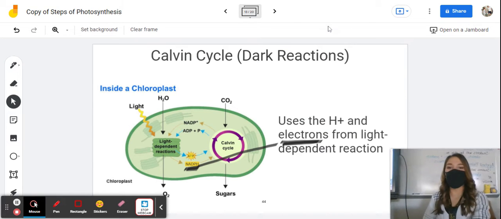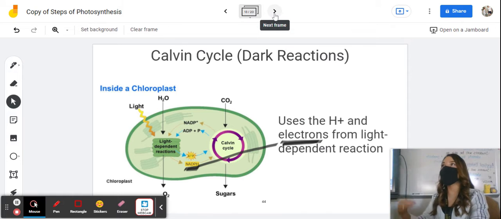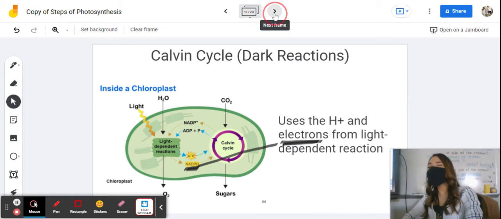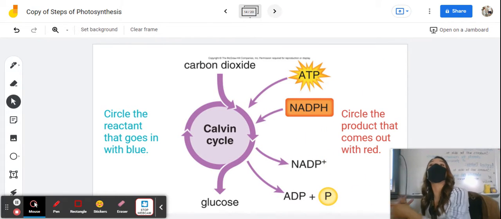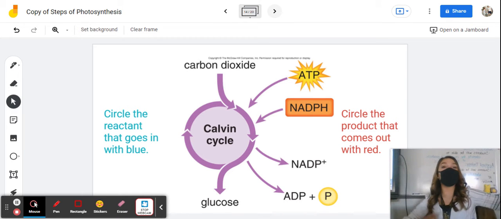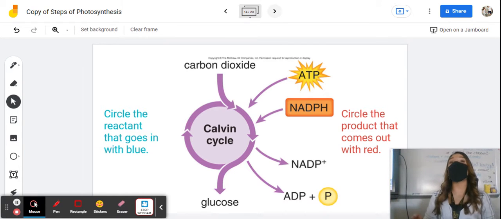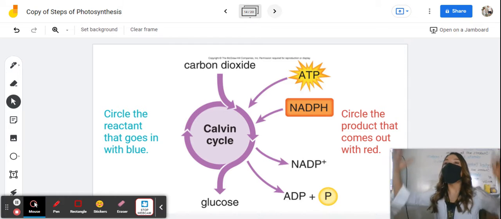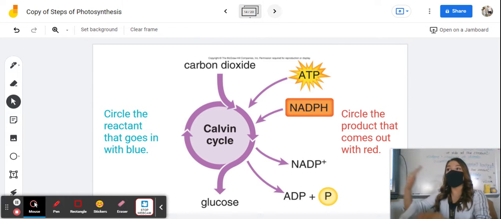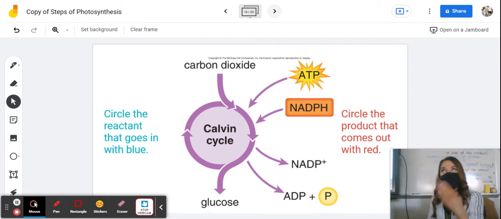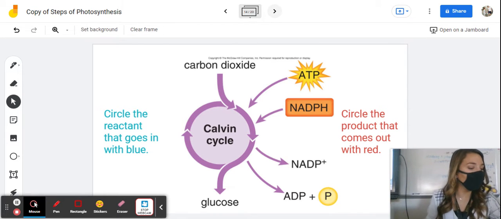So I need you in blue to circle for me, what's our reactant here? Obviously, I know ATP and NADPH are energy sources in the sense that they're going to help this reaction to occur. Now I'm asking you, what am I actually messing with? What's going into this reaction that I'm going to do some things to and make some intermediates and ultimately make my product? Mackenzie, what should I circle in blue?